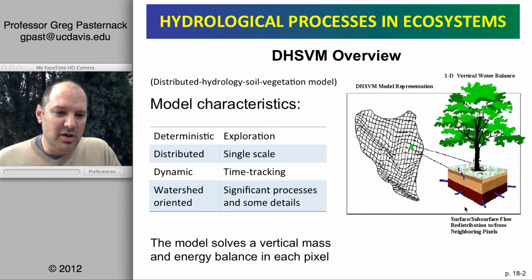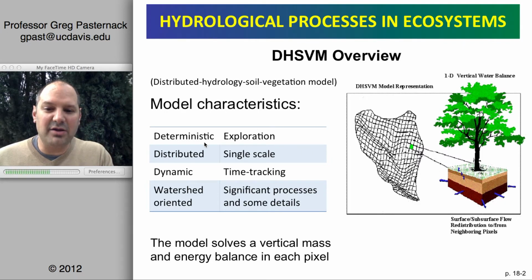In general, like all distributed hydrological models, it's going to solve a vertical energy and water balance for each individual pixel, and then it's going to be routing water down through the channel network. Well, not just the channel network, but down the topography.